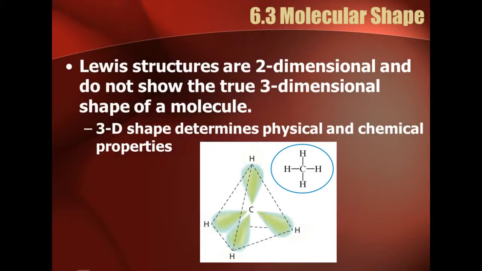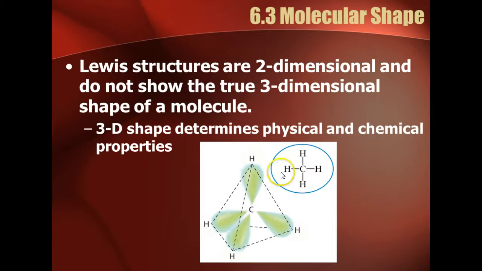So why do we even need to talk about the shape? We've been talking about Lewis structures. We know what those diagrams look like for us. Well, Lewis structures are simply two-dimensional pictures, and they don't show the true three-dimensional shape of a molecule. And since shape is what determines the physical and chemical properties, it's important to know what that three-dimensional shape actually looks like instead of the flattened version on paper.